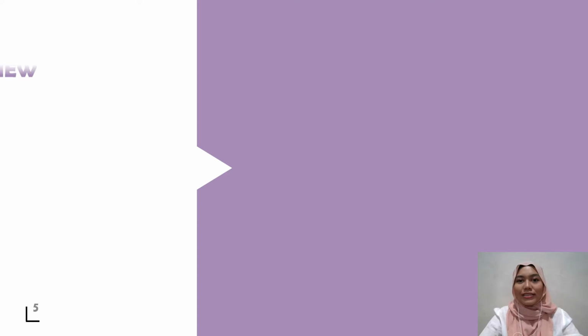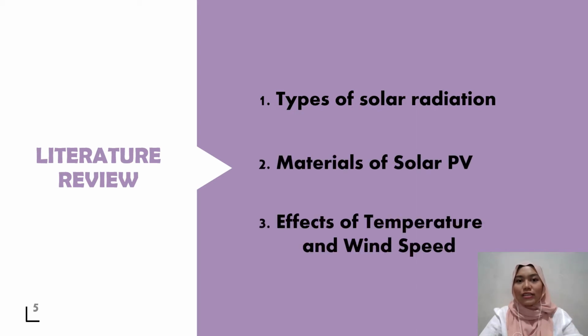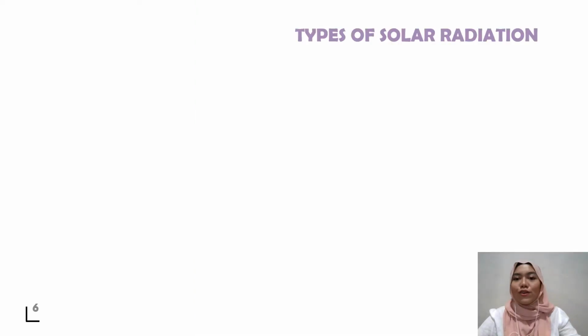The second part is literature review. We will be looking into types of solar radiation, materials of solar PV, and effects of temperature and wind speed. Types of solar radiation.